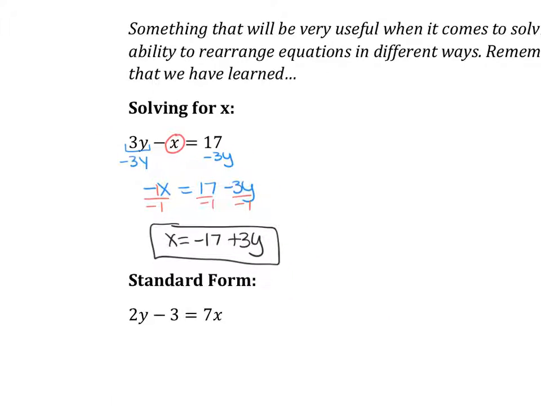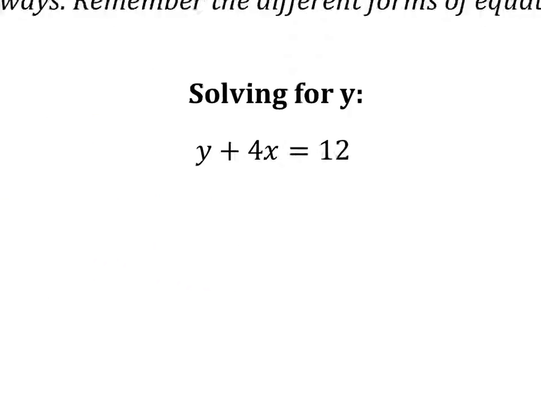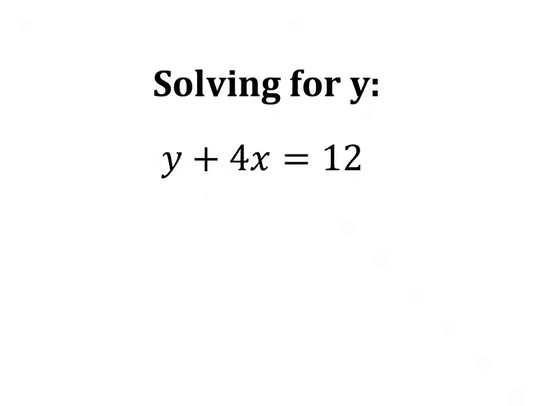Okay. Or solving for y might be called for. So what would I have to do for this one to get y by itself? Yep, subtract 4x from both sides. The 4x are a package deal. That variable is attached to that number there. So if you're adding or subtracting, they have to move together.